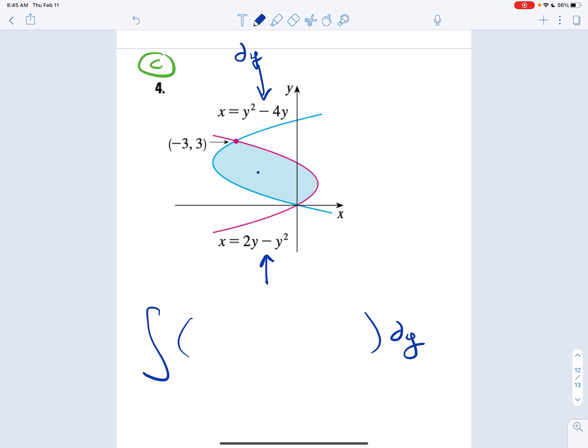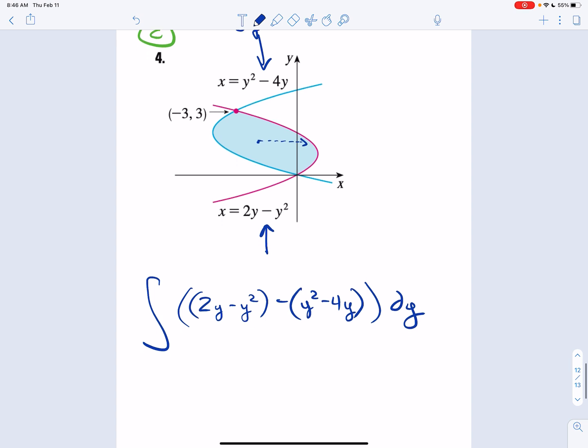It's clear that when I stand in the region, the right function, the right equation is that pink one, which is x equals 2y minus y squared. So that'll be 2y minus y squared minus the left equation, which is that blue one there, which is y squared minus 4y. They actually give you the bounds, but remember, your bounds are in terms of y, okay? So pause here, think about what your bounds should be.